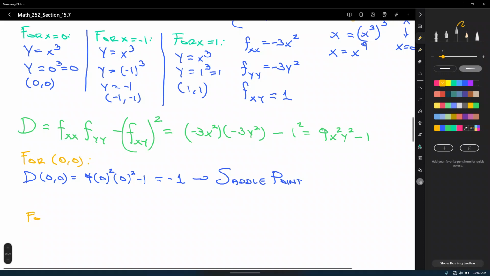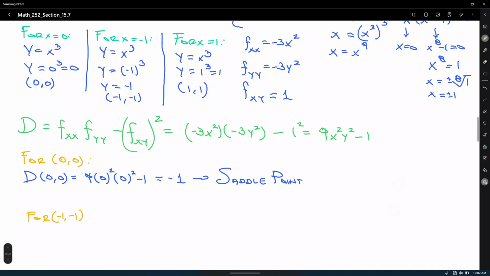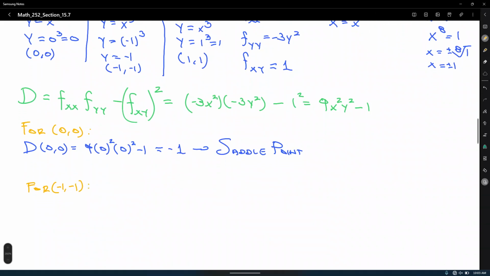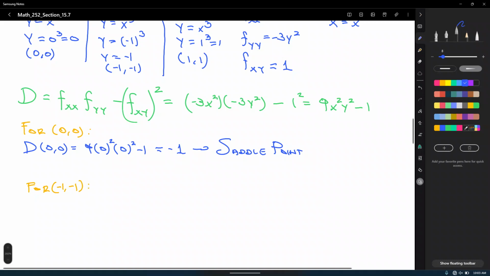So for the point negative 1, negative 1, that means D evaluated at negative 1, negative 1 equals 9 times negative 1 squared times negative 1 squared minus 1. Both negative 1 squared are equal to 1. 1 times 1 equals 1, times 9 equals 9. 9 minus 1 equals 8. Because D is positive this time, we can potentially have a max or a min.